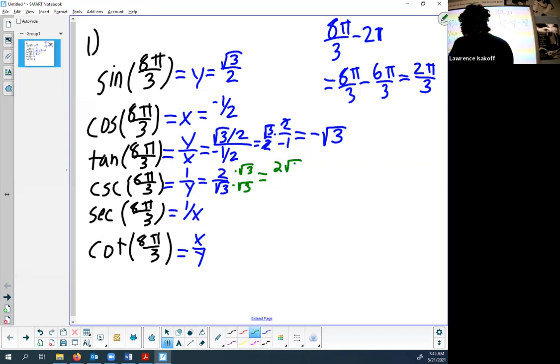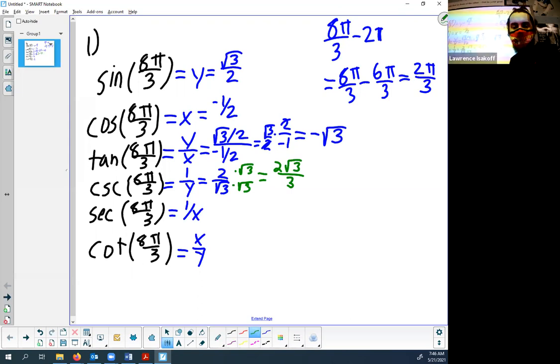So that's going to give me 2 root 3 over root 3 times root 3. It's just 3. Okay? Secant is the reciprocal of cosine. So the reciprocal of -1/2 is simply -2. So all I did was take the reciprocal of this. I skipped that step of writing it as 2 over -1, and 2 divided by -1 is just -2. I felt that was a pretty easy step to skip there.